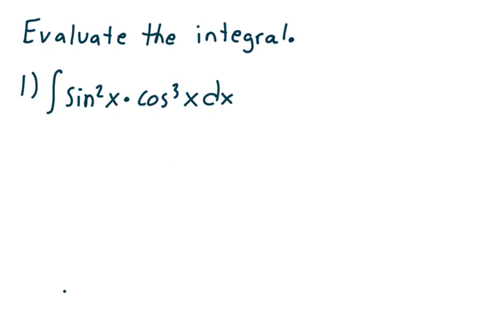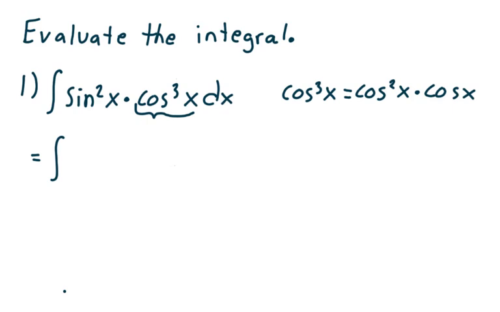Now, notice how cosine of x is raised to the third power, which is an odd power. And so remember that cosine cubed x is equal to cosine squared x times cosine x. And so I can write this integral as the integral of sine squared x times cosine squared x times cosine of x dx.